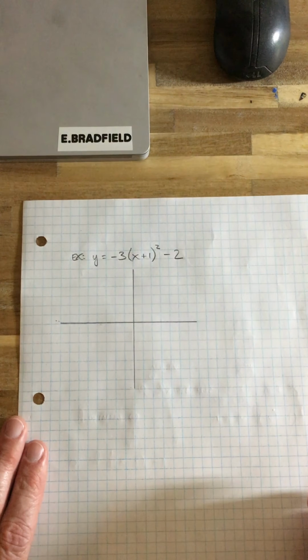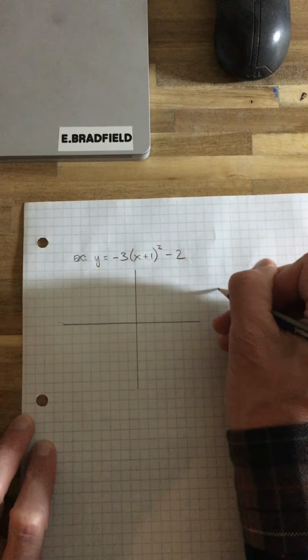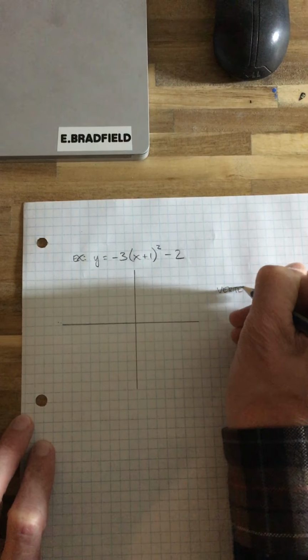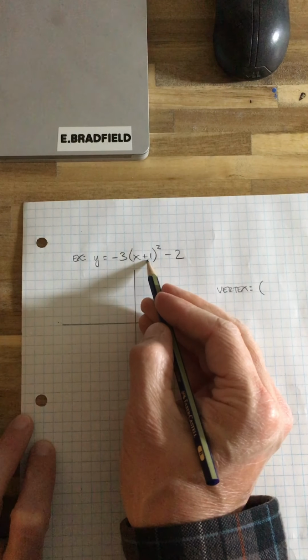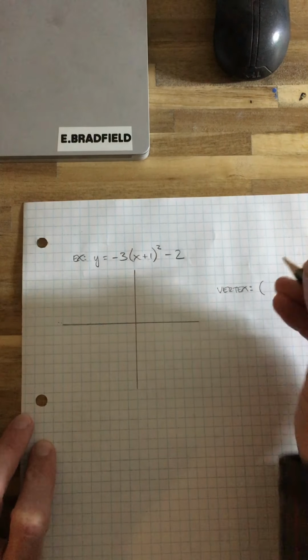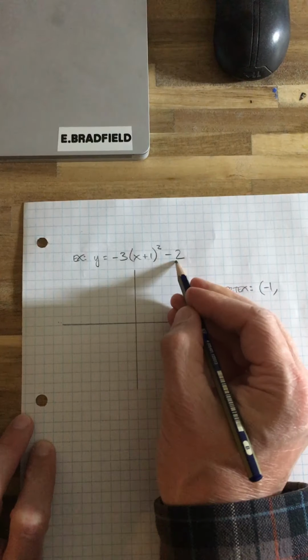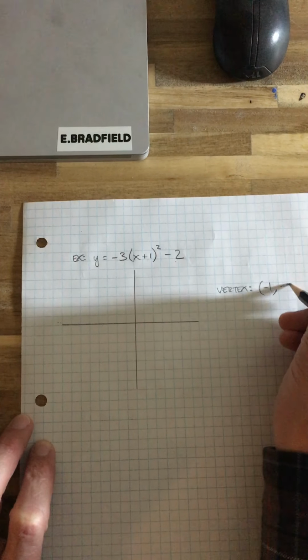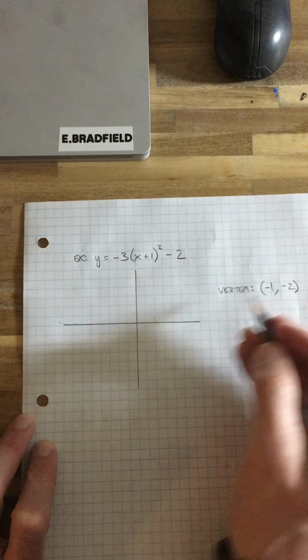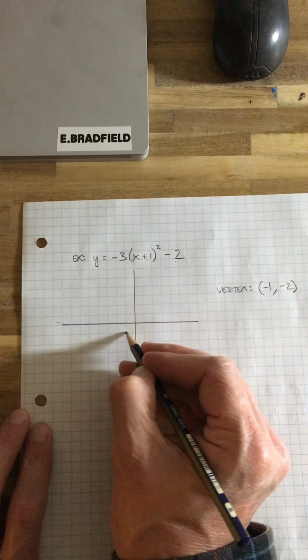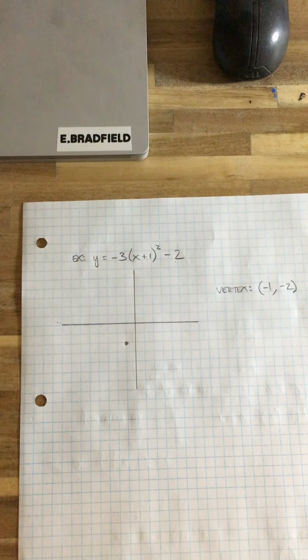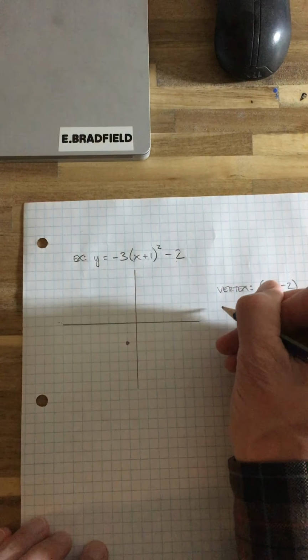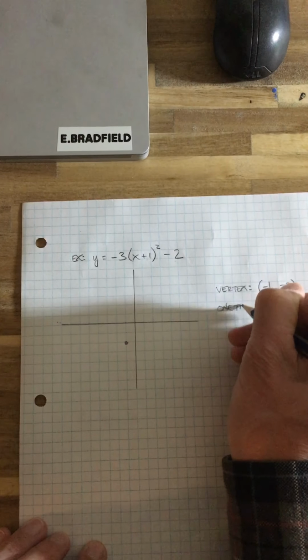All right, here we go. Let's get my vertex. Remember, that's (h, k). So here's my h, opposite, so -1. K, keep it the same, so -2. So -1, -2. Go to -1, -2. There's my vertex. Then let's look at my slope, my one-times slope.